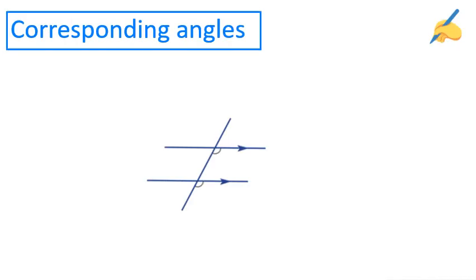There are different types of angles in parallel lines. The first type we're going to look at is corresponding angles. Corresponding angles are equal. So that means that this angle here and this angle here, they're equal or the same. We identify corresponding angles because they make an F shape, like this.